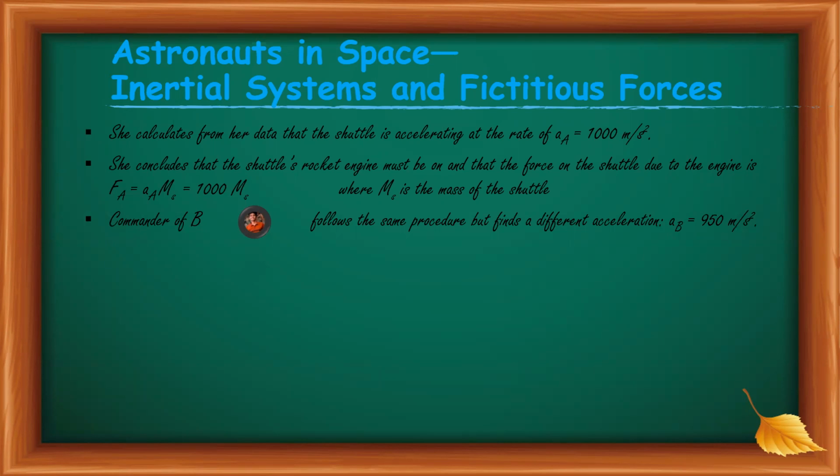And the commander of B follows the same procedure, but he finds a different acceleration. He obtained it as 950 meter per second square. So it is different from the first one. Okay. He concludes that the force on the shuttle is FB, that is equal to AB Ms, that is 950 into Ms.